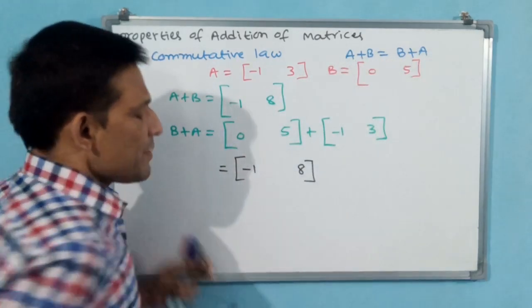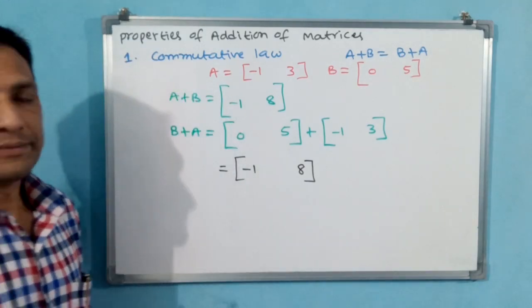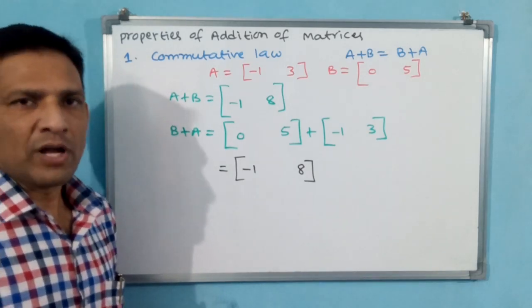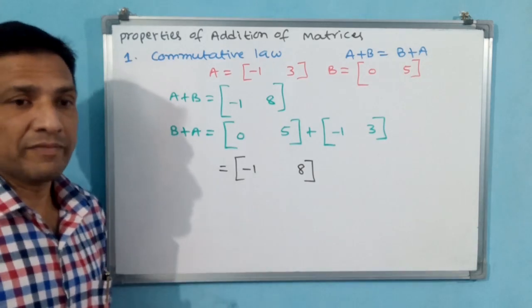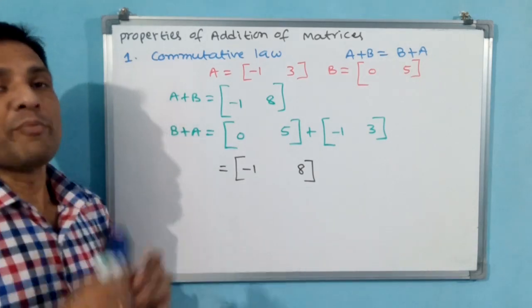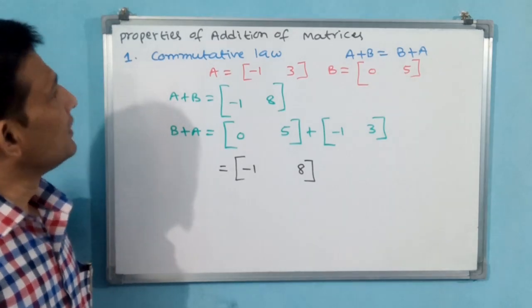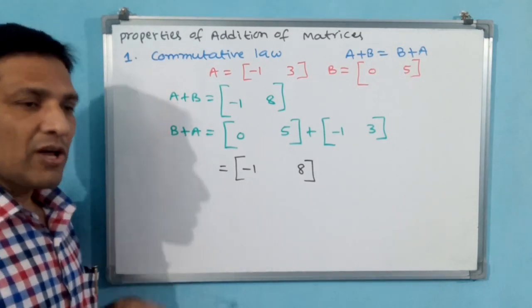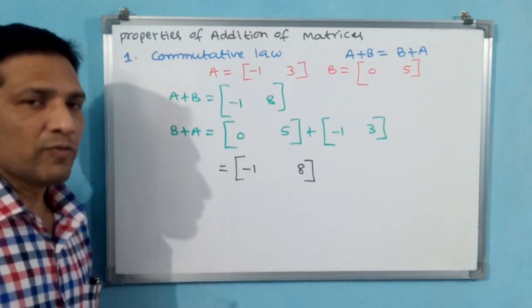Then we can say that A plus B is equal to B plus A. This is the commutative law. Okay? Addition of matrices has the commutative law. Addition of matrices, not multiplication. Multiplication is different. Multiplication is non-commutative. We will see that when we go to multiplication. Okay? Properties of scalar multiplication are also there, but let us first finish this one. Then we go for that.